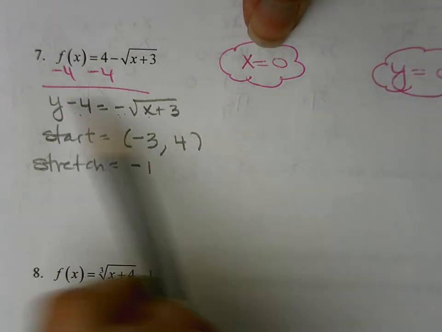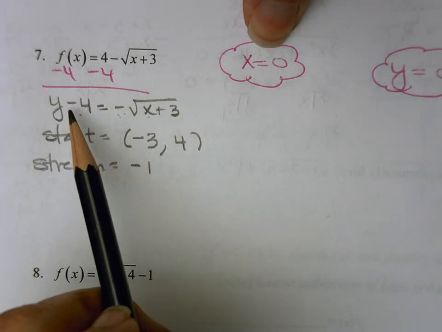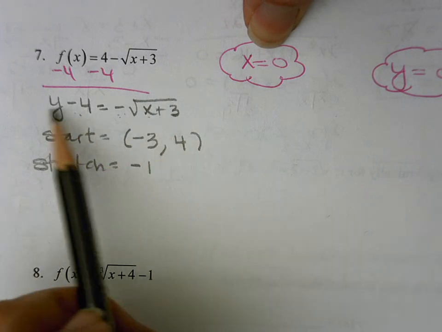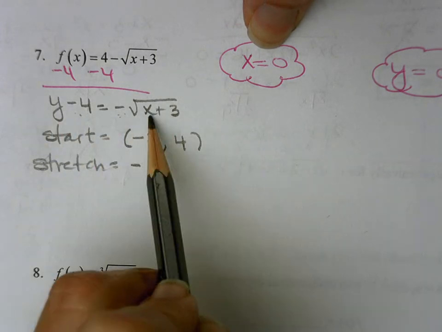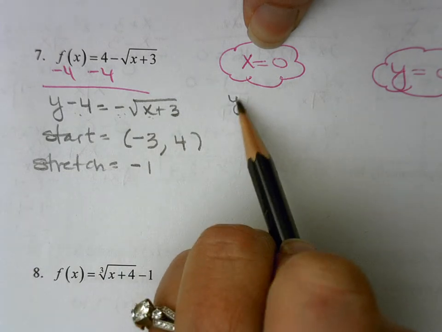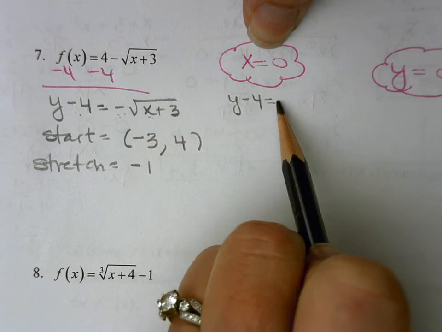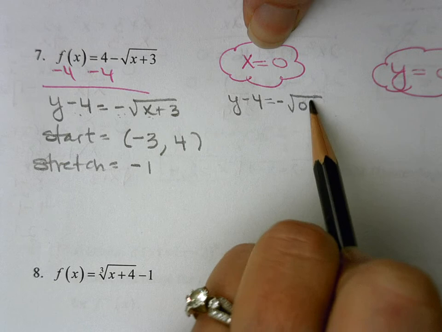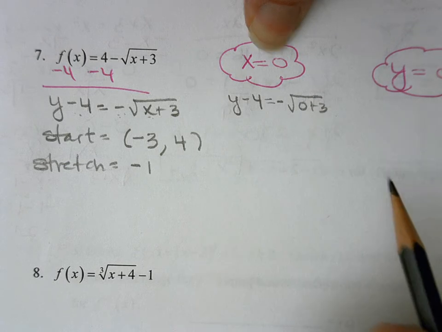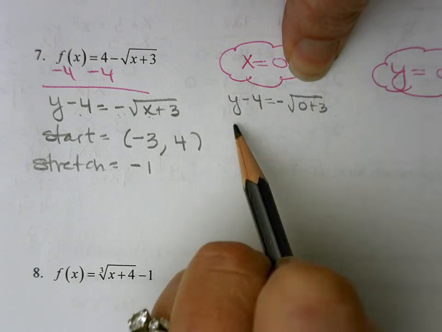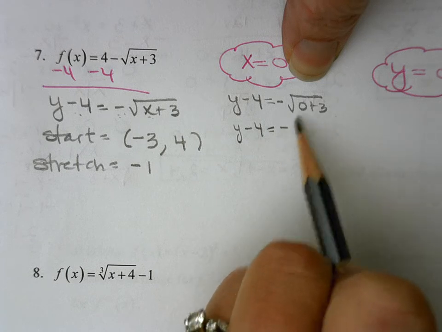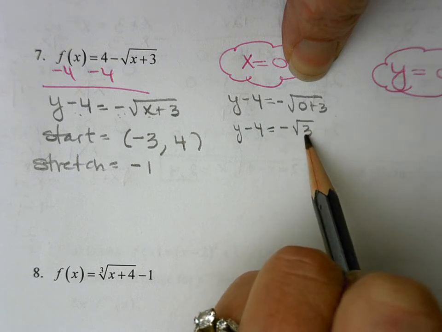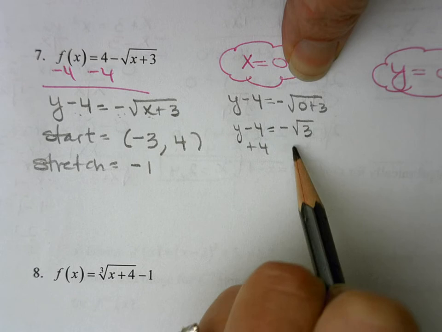So I'm going to go from here. It doesn't matter which equation I use. I just tend to use the one that's in my vertex form. So I'm going to replace my x with 0. So I have y minus 4 equals negative the square root of 0 plus 3. So then I want to simplify. So I have negative, and then 0 plus 3 is 3. And then I want to add 4 to both sides.